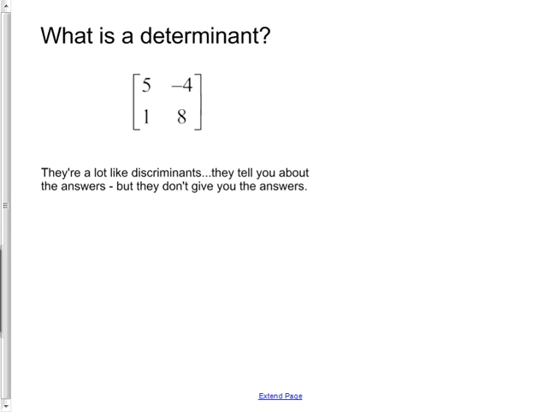Okay. What's a determinant? They're a lot like discriminants. They tell you the answer. No, they tell you about the answers, but they don't give you the answer. Let me give you an example.